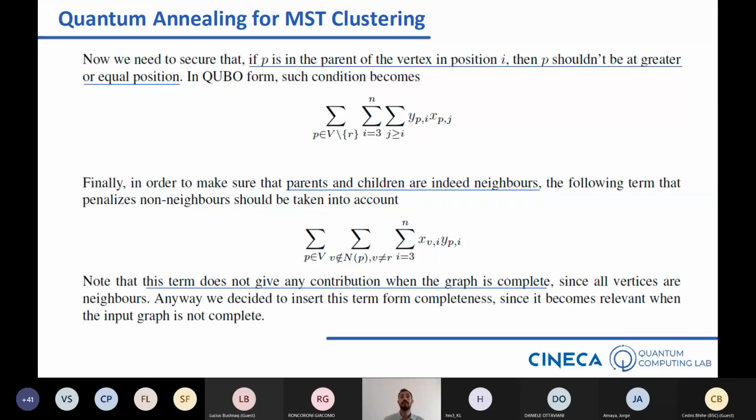So the ordering must be meaningful, in the sense that it must follow the generations in the tree. This other part ensures that when you select a child for a node that is a parent, these two should actually be connected in the original graph. Of course, this term does not give any contribution if the original graph is complete, but we added this term just for completeness.